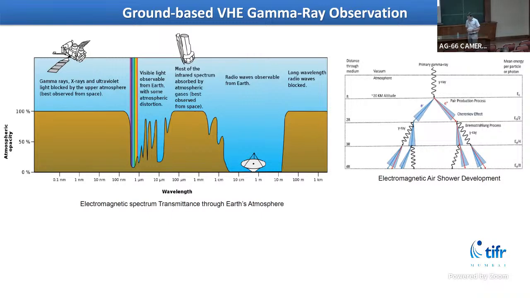Earth's atmosphere is not transparent to radiations from ultraviolet and higher energies because of their interaction with the atmospheric nuclei. So to observe them, one has to use satellite-based detectors, or if the observation is to be done from the ground, then it has to depend upon the secondary particles which are generated due to their interaction with the atmospheric nuclei.